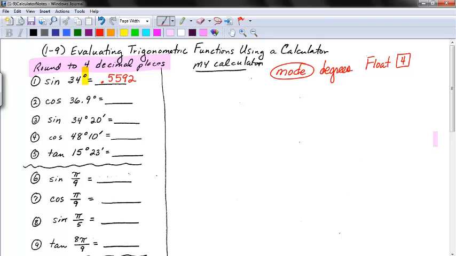Okay, so do cosine of 36.9, and I get 0.7997.